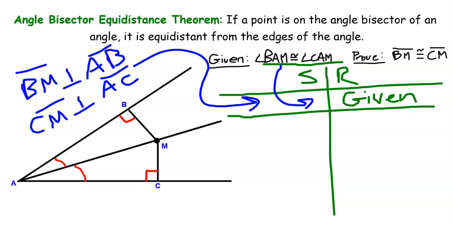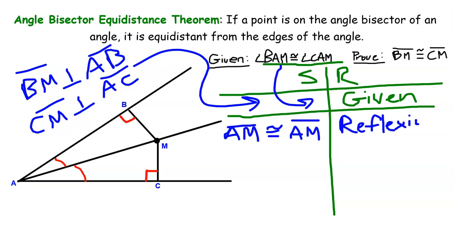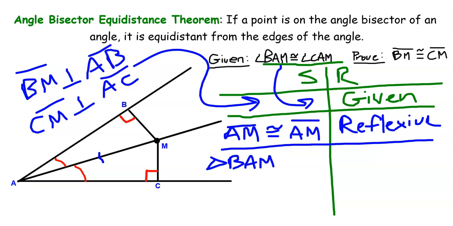And so we just need a segment that's congruent, and it just so happens that AM is congruent to AM by the reflexive property. It's a shared side between those two triangles. So now we have two right triangles where a single segment and two angles that do not include the segment are congruent to those of another triangle. So we can say the triangle BAM is congruent to triangle CAM. And that is all because of angle, side.